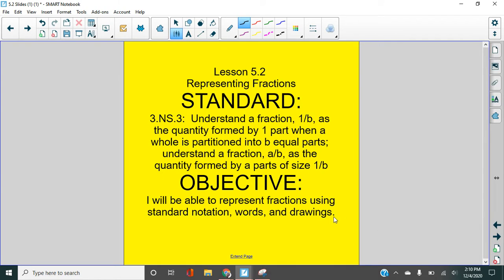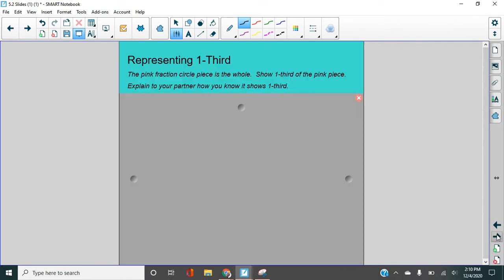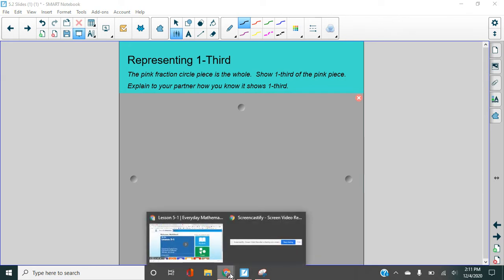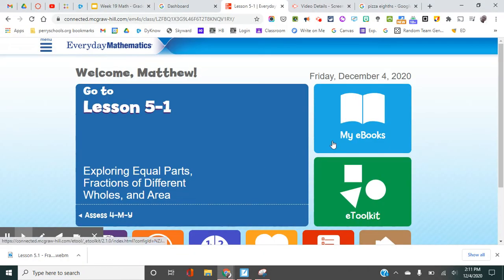Our objective here is to be able to represent fractions using standard notation, right? That means numbers like 1/8, like this, and words and drawings. Okay, and we're working on this part here where we're understanding the fraction, and what that is. So let's think about this here. The pink fraction circle piece is the whole. Show 1/3 of the pink piece. All right, I remember we did something like that yesterday, right?